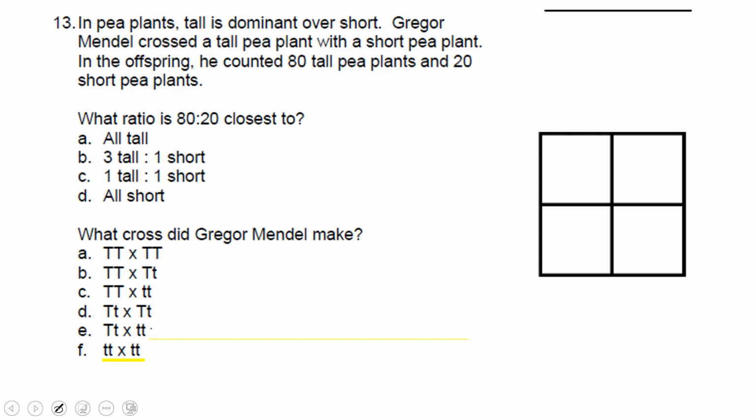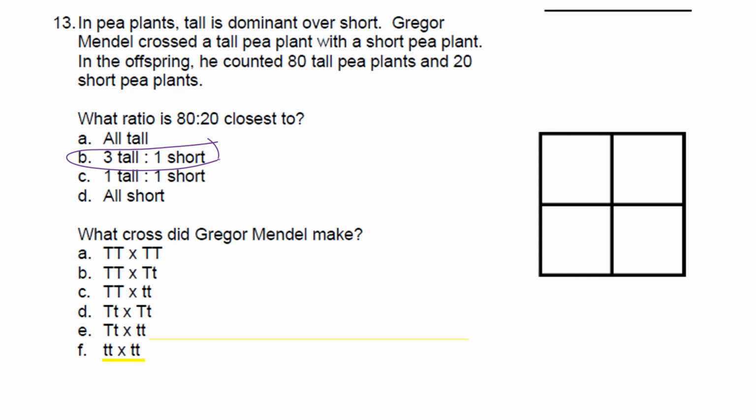All right, I think this is the last one. In plants, tall is dominant to short. He crossed a tall plant with a short plant. He counted 80 tall for every 20 short. That ratio is closest to, out of the options that they have given us, that 3-to-1 ratio. So what cross did he make?